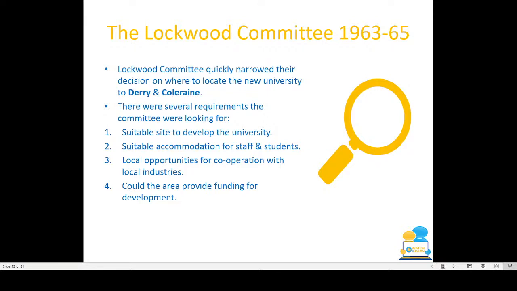So they were looking for possible foreign investment companies to be already located there, maybe to set up graduate programs with those institutions. And they were looking for the area to provide funding for the development themselves. The Lockwood Committee was looking for that area to be willing to contribute towards the development of this new university.